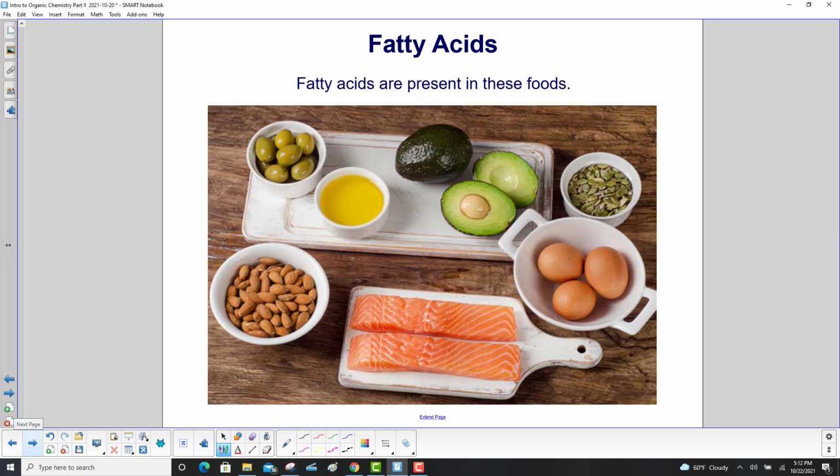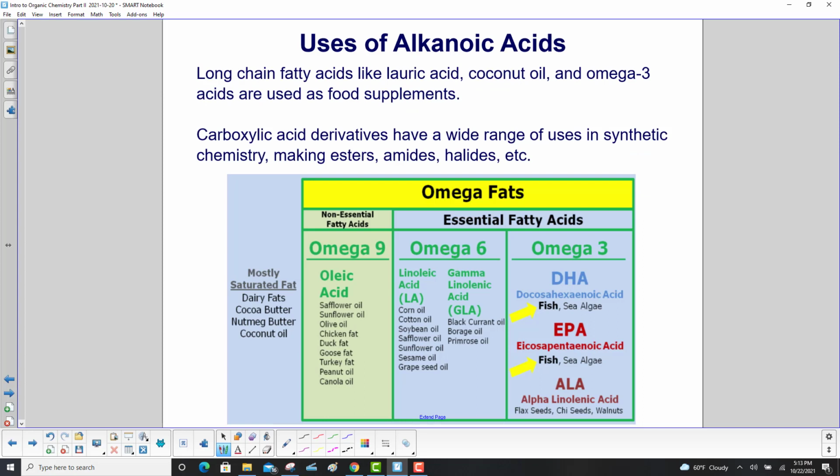Fatty acids are present in these foods. Olives, nuts, I guess that's butter, salmon, eggs, avocado, etc. Long-chain fatty acids like lauric acid, coconut oil, and omega-3 acids are used as food supplements. Carboxylic acid derivatives have a wide range of uses in synthetic chemistry, making esters, amides, halides, etc.